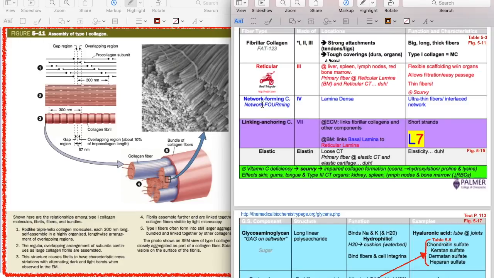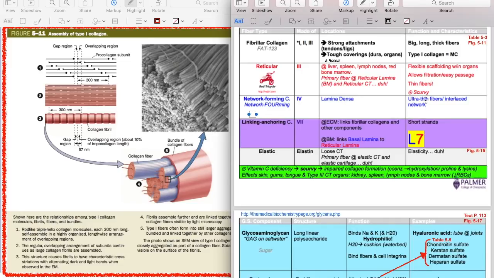Network forming, just say network 4, as in the number 4, and you've got your fiber type. It's comprised mostly of type 4 collagen. And the 4th letter of the alphabet is D: A, B, C, D. Lamina densa is where we find this, as a specific special location. The lamina D densa, 1, 2, 3, 4. Type 4 collagen, network forming fibers. That all lines up nice and clean.